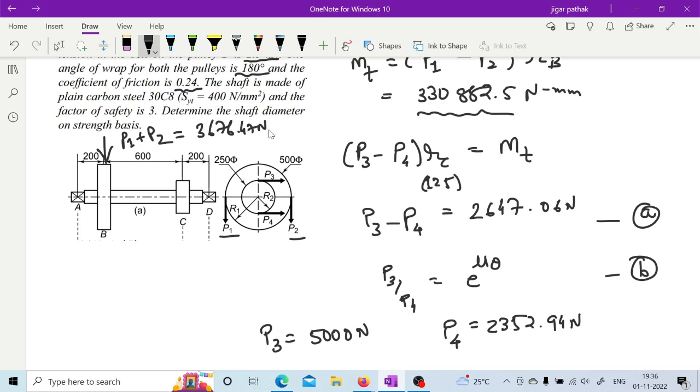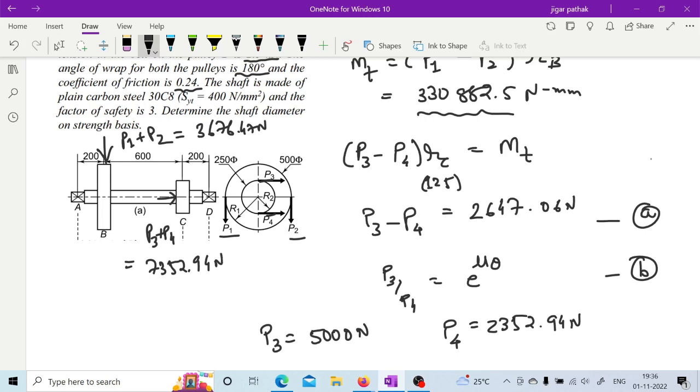Okay. Then similarly, the horizontal force acting at pulley C is P3 plus P4, which is going to act in the horizontal direction. So what is this P3 plus P4? It is 7352.94 Newton. Okay.